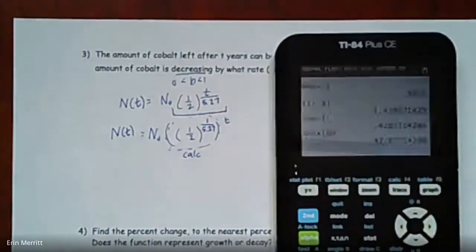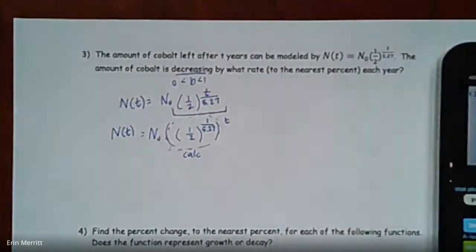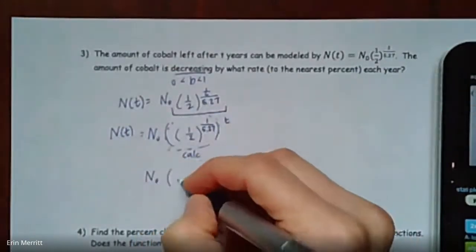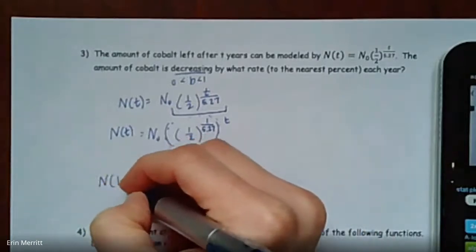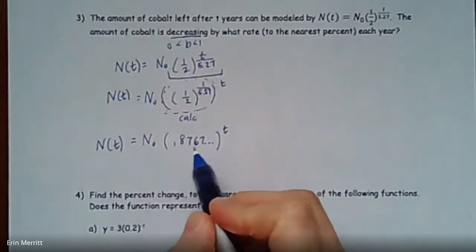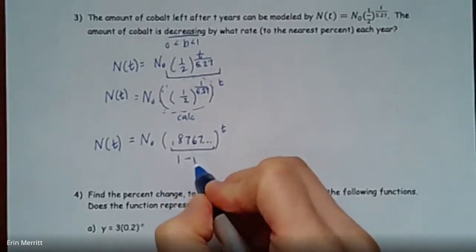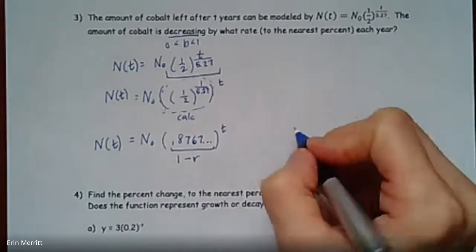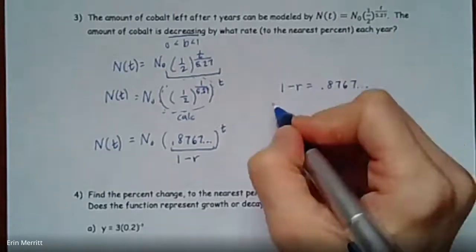All right. 1/2 and raise that to the 1/5.27, that comes out to be 0.8767 and so on. So it's really equivalent to 0.8767 raised to the t power. Now that I have it in that initial value times 1 plus or minus r to the t power, the fact that it's less than 1, this is clearly 1 minus r. So let's set those equal. So if 1 minus r is equal to 0.8767 and change, subtract 1.